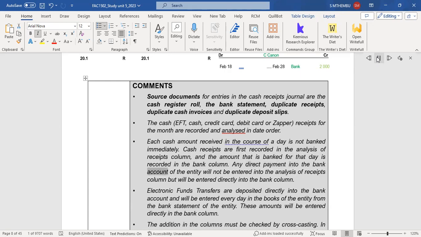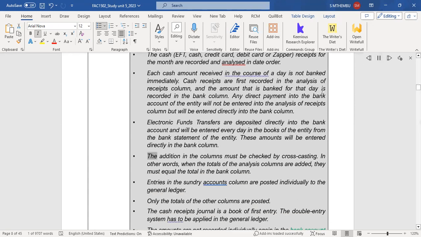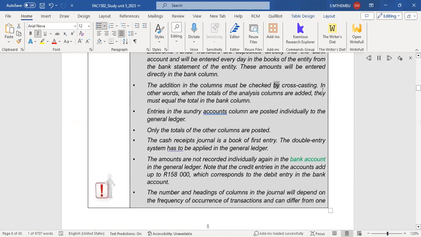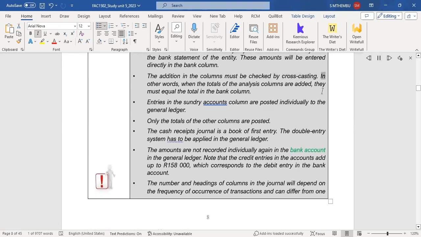Any direct payment into the bank account of the entity will not be entered into the analysis of receipts column, but will be entered directly into the bank column. Electronic funds transfers are deposited directly into the bank account and will be entered every day in the books of the entity from the bank statement of the entity. These amounts will be entered directly in the bank column. The addition in the columns must be checked by cross-casting.